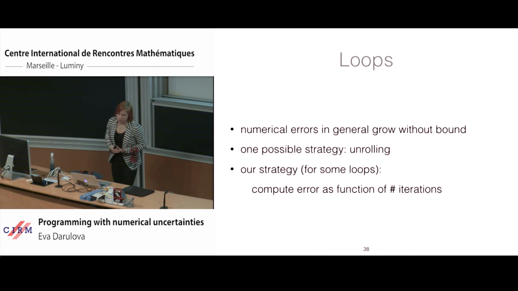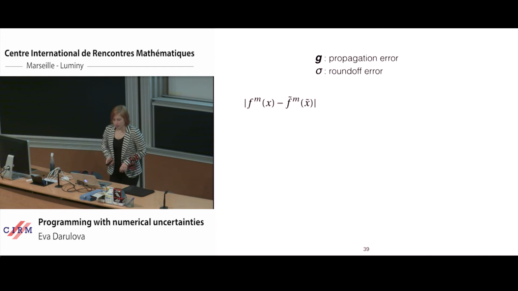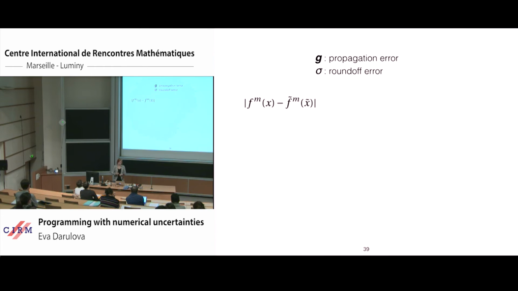Now our strategy was, because we found that for especially nonlinear computations, unrolling does not scale, we identified certain types of loops for which we could express the error as a function of the number of iterations, which we could compute fairly efficiently. And then if you give me your favorite n for the number of iterations, you just plug this in and then it's going to give you the error. So just to show you how this works, I'm going to use some more notation. G is going to stand for a function that computes the propagation error with our Lipschitz-based procedure, and sigma is going to be a function that can compute Roundoff errors.